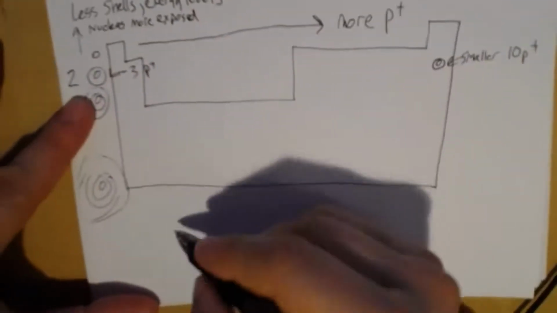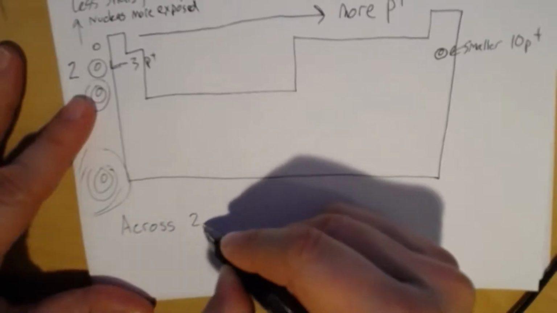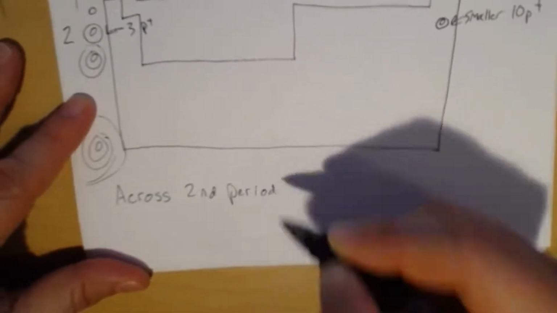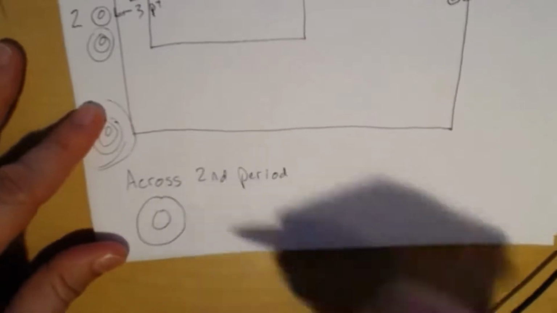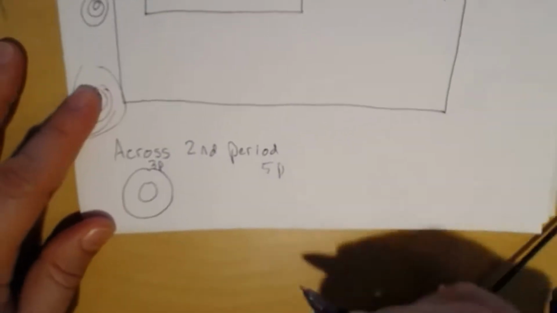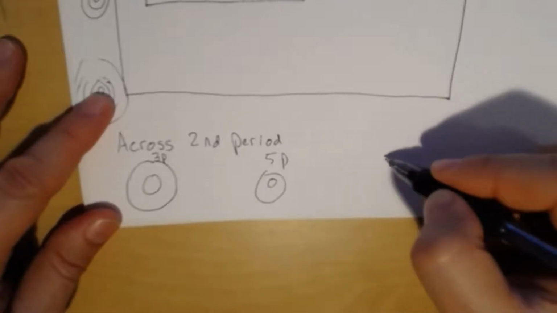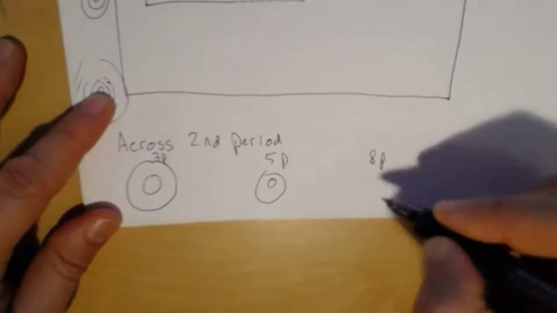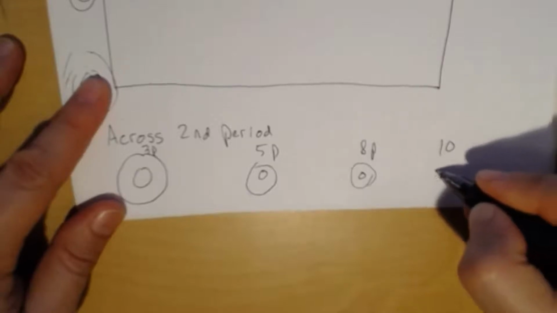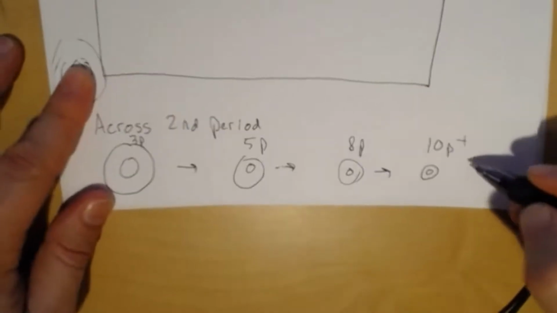Okay, so big. Let me show that down here. So going across the second period, I'd have a really big 2, right? And then as I have 3 protons, as I have 5 protons, maybe it gets a little smaller. As I have 7, let's say 8 protons, maybe it gets a little smaller. And then when I get to 10 protons, much smaller, yeah? Does that make sense?